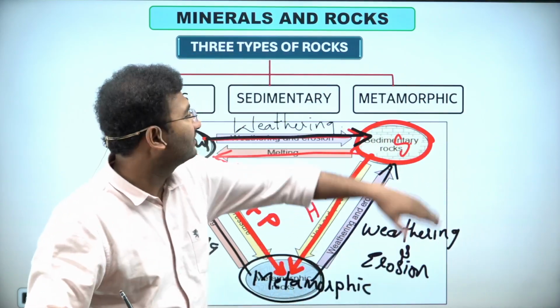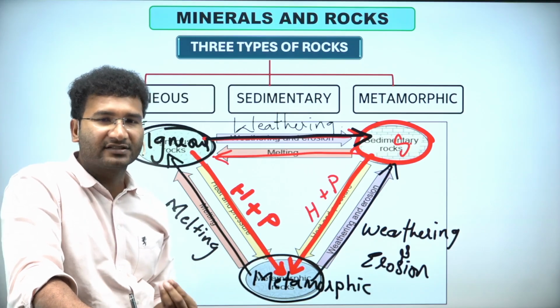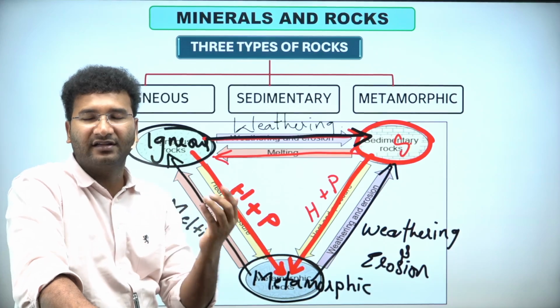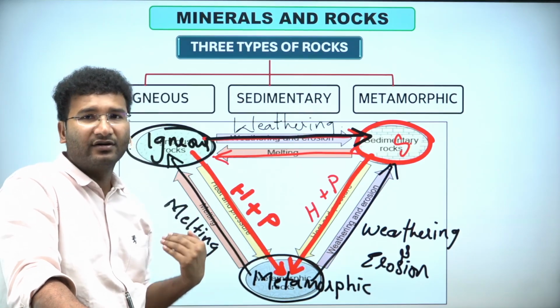Now this system of changes through other means and ways is called the exogenetic process, which we shall be studying in the next class, and you will be able to get a complete picture of this rock cycle.